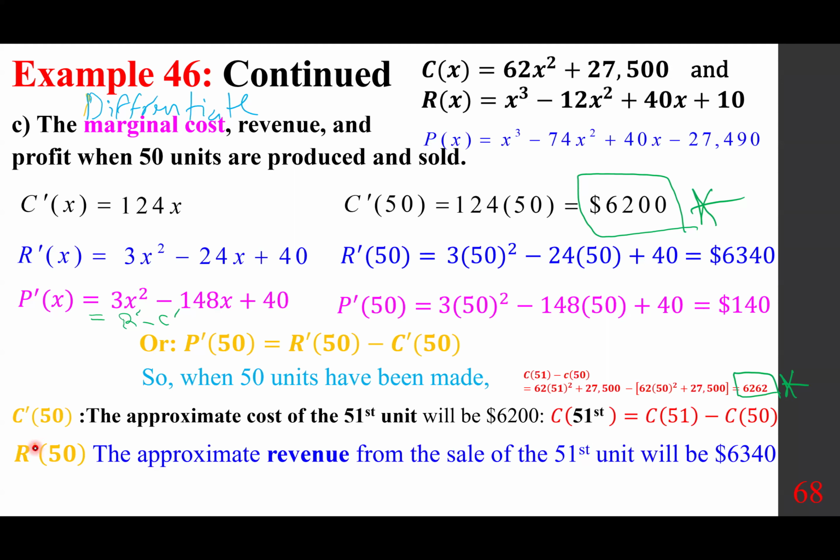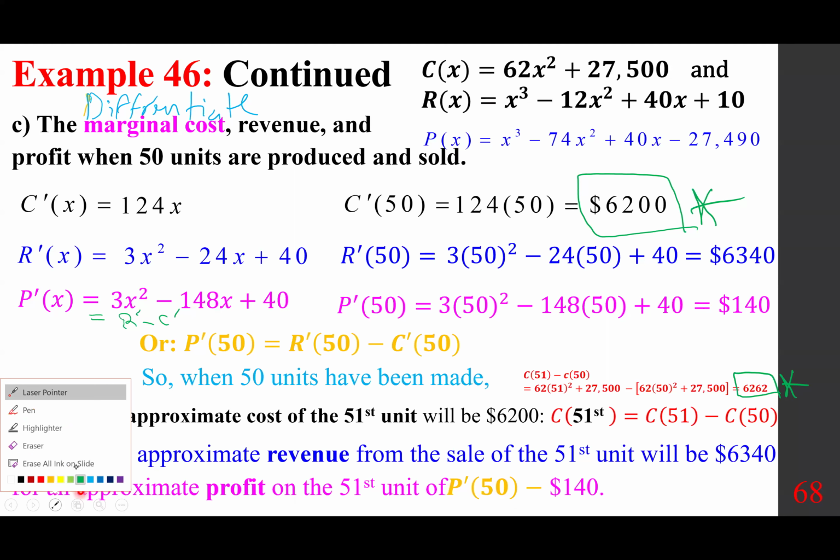Now, again, if you want to calculate the exact amount, I can't emphasize this enough, this is an approximation. If you want the exact, find R of 51 minus R of 50. For an approximate profit on the 51st unit, P prime of 50, which is $140. So I hope that's clear to everybody.